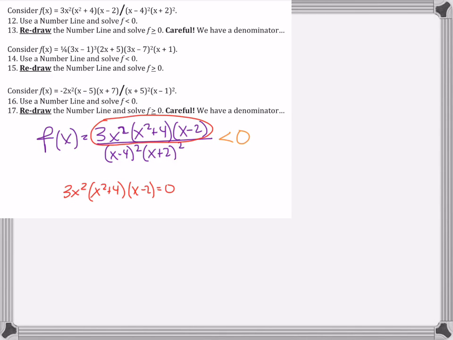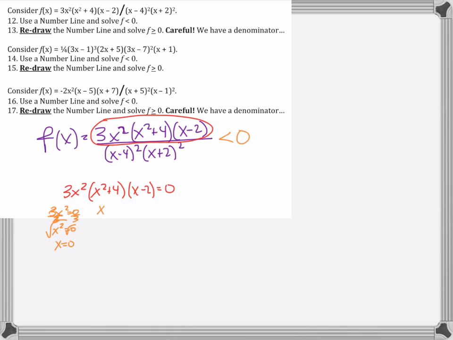Now, luckily for us, we already know how to solve this, because it's already in its factored pieces, so we set each piece equal to 0. So 3x squared equals 0. If we divide by 3, 0 divided by 3 is still 0. And if I take the square root of 0, x still equals 0. Okay, so that's one spot.